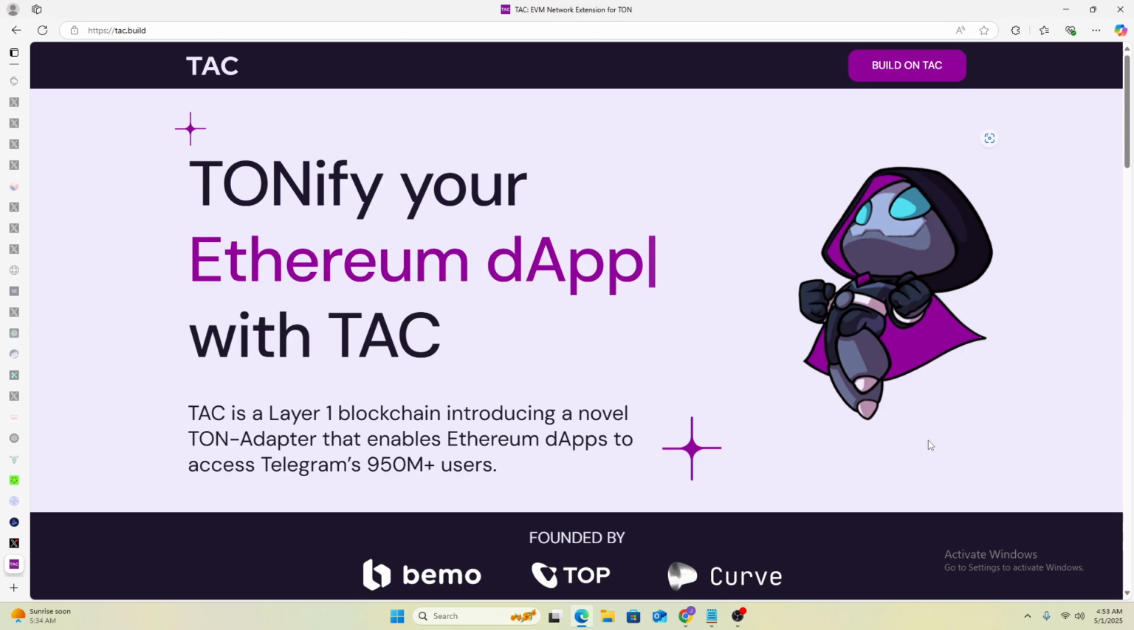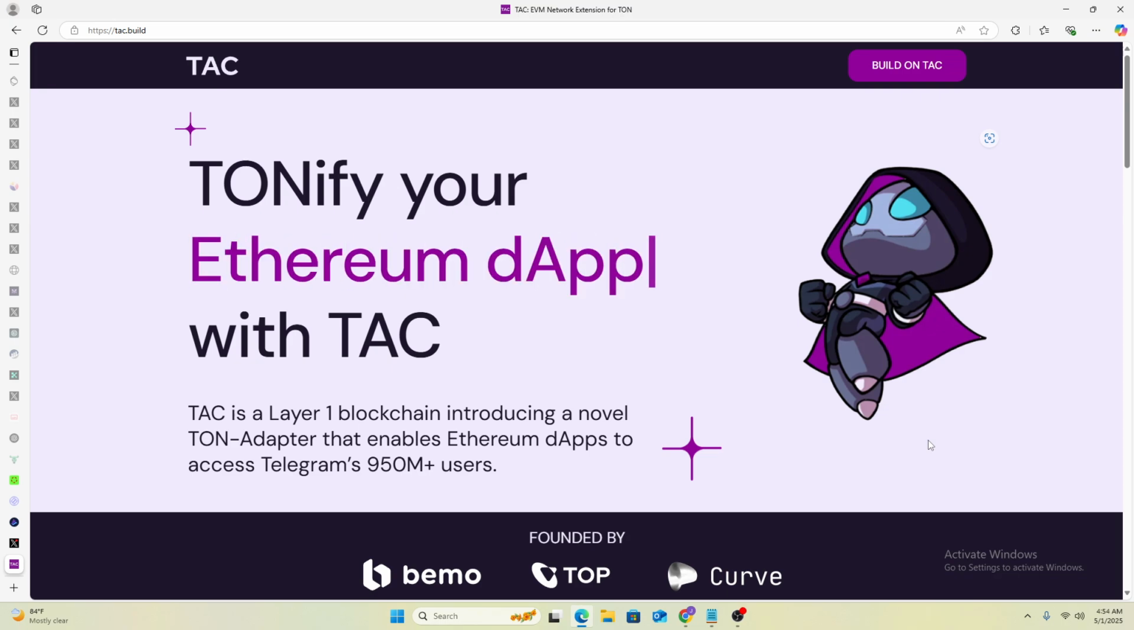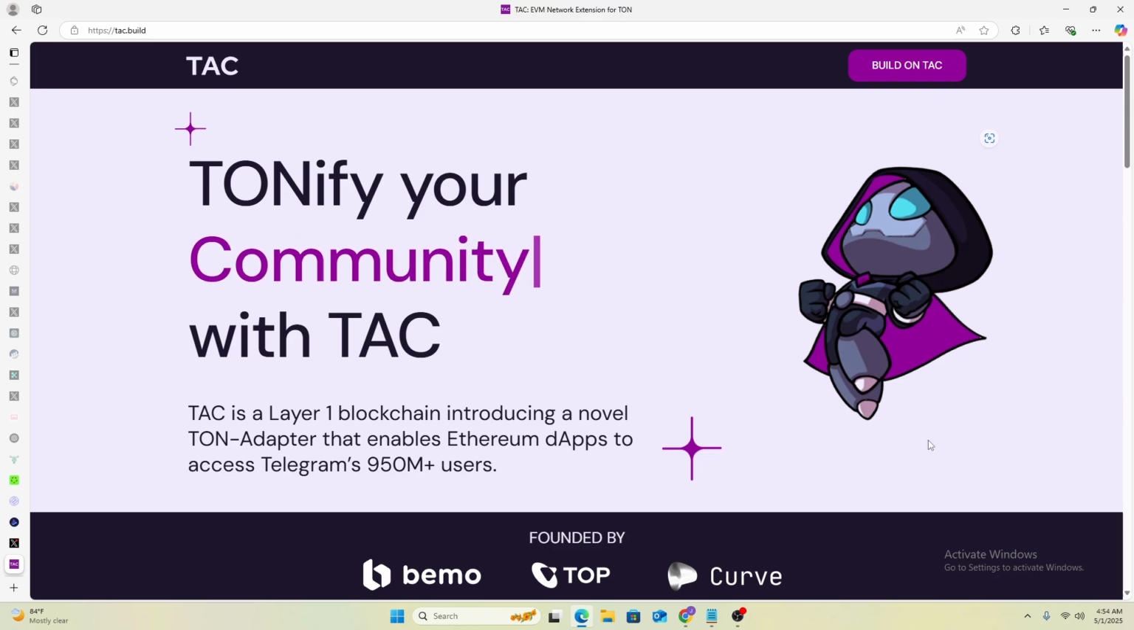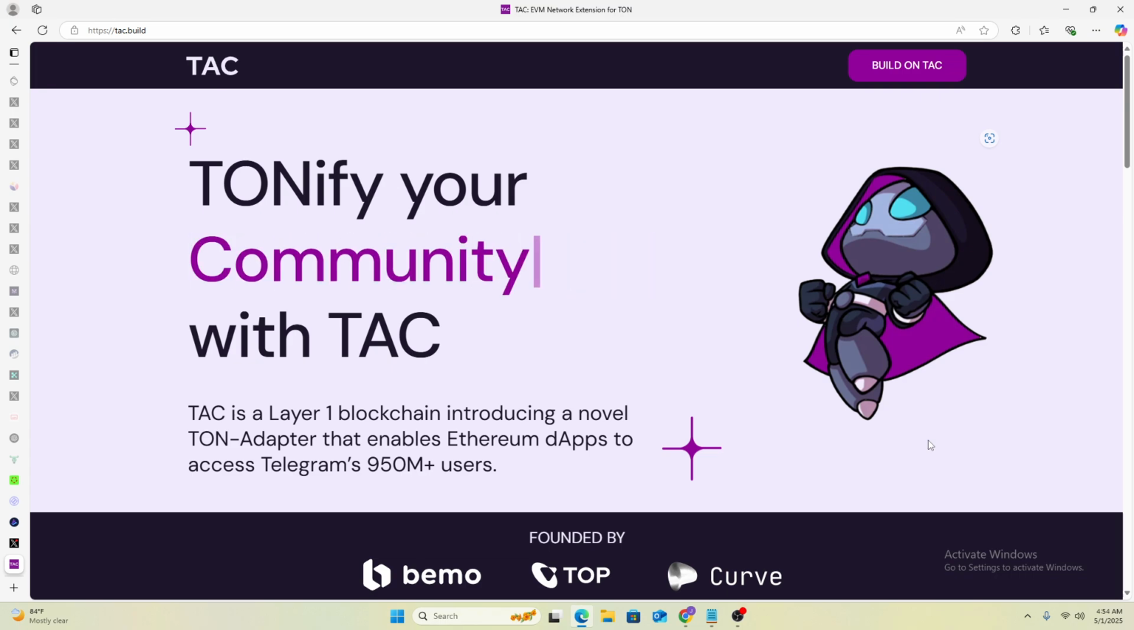This video is about TAC Build once again, an interesting project with the ambition of bringing over every EVM DApp, every EVM asset to Telegram's 950 million plus users. They want to give an annex to every existing EVM DApp on Telegram in the form of a mini app. I believe they will turn out the most partnered project in Web3, as is already evident. We will see that in a bit.